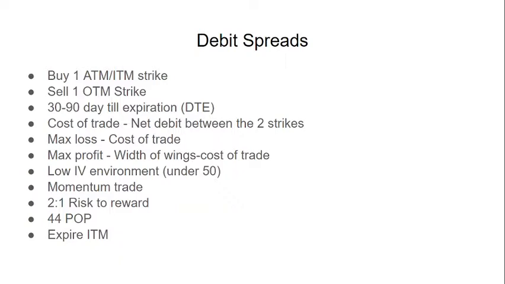Generally, what I like to do, I said this already, is I want a 2-to-1 risk to reward for debit spreads. So if I'm putting up $50, I want my max profit to be $100. If I'm putting up $100, I want my max profit to be $200. Generally, that gives you about a 44% probability of profit. My percent button doesn't work, so. And with debit spreads, you want them to expire in the money.